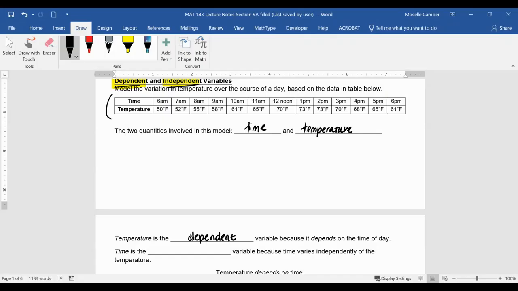So it's going to be colder in the morning and at night and warmer during the day because of the sun, right? Time is going to be independent because it's just the passing of time, and it doesn't depend on anything. It just depends on the rotation of the sun, right? It just happens. So most of the time, when we're talking about time, it is going to be the independent variable. The only time it might not be is if you're looking at a duration of time, like reading a book and how long it takes to read that book. That's a duration of time and not necessarily just the passing of time with the sun going up and down.